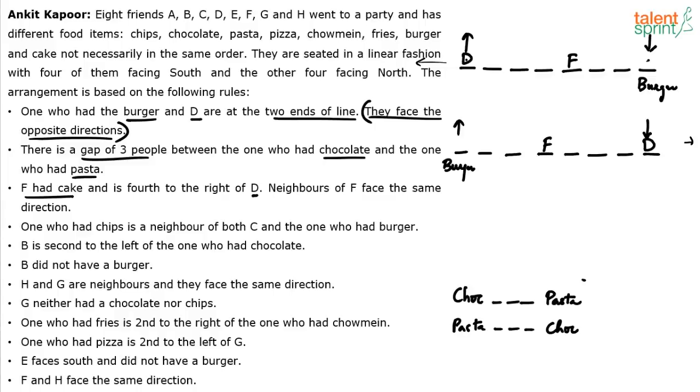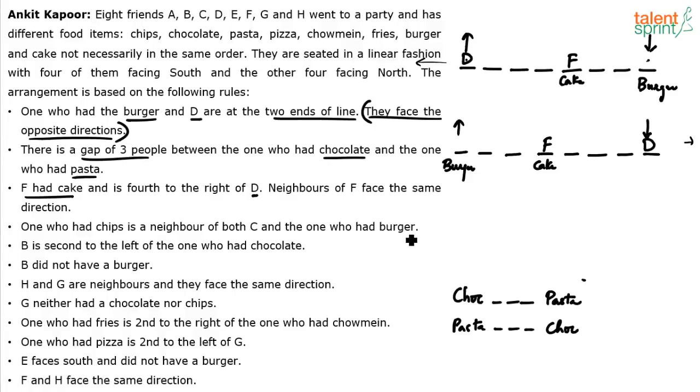Okay. And also let's mark the point that F had cake. F had cake. So this is cake. F had cake, right? And there is a gap of 3%, still continues, right, between chocolate and pasta. Next, the one who had chips is a neighbor of both C and the one who had burger.